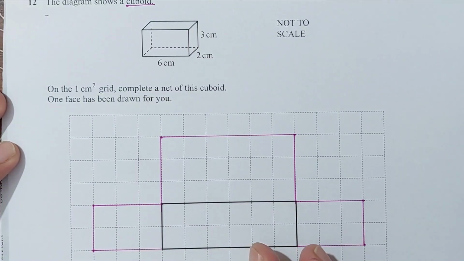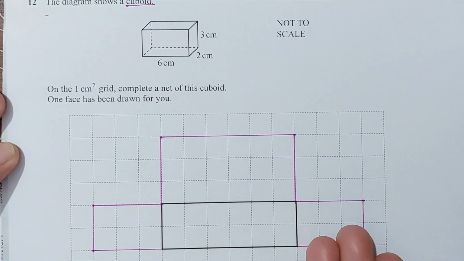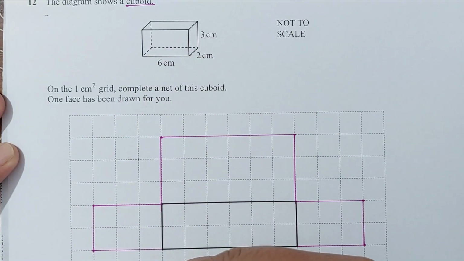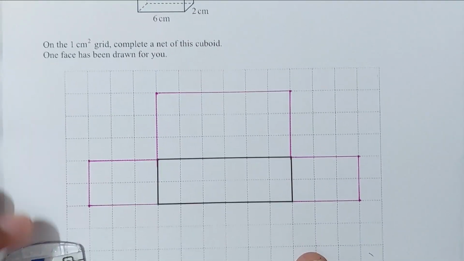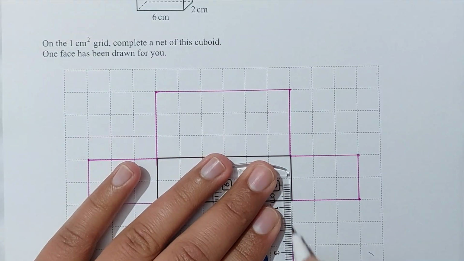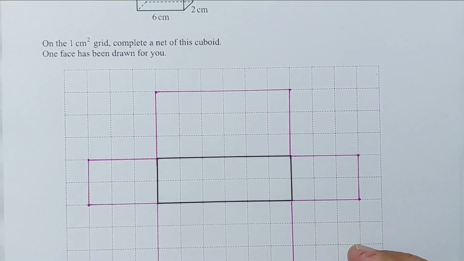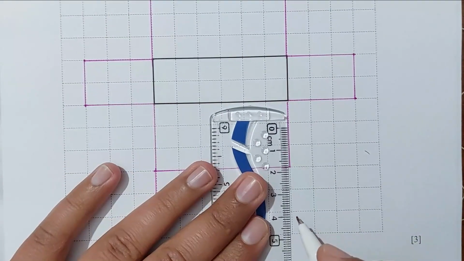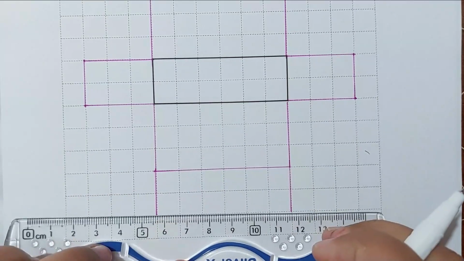We can open the right side, fold up the right, fold up the left, and the back side, we can say this would be the right side, which is also 3 by 6. And then we can fold up the top. Top is 2 by 6. Yeah, this is the shape of the net of the cuboid.